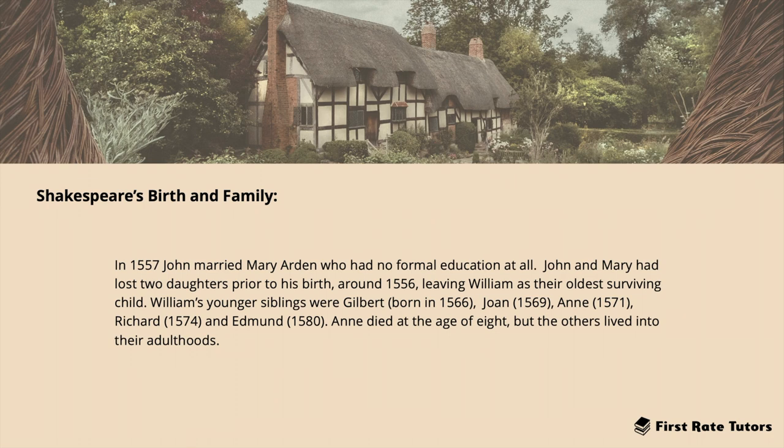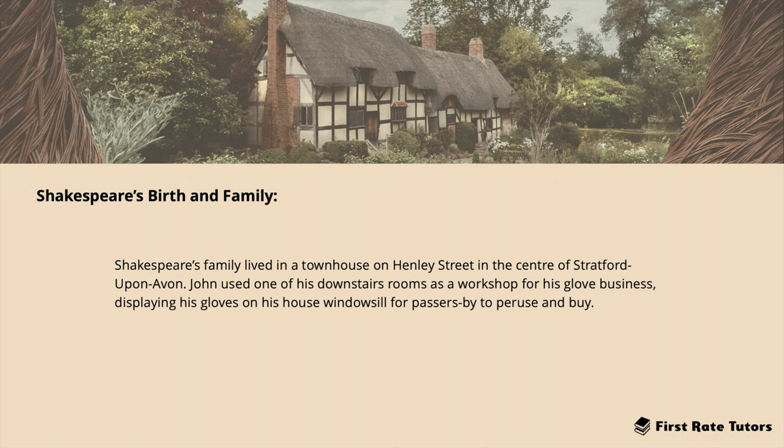son. William's younger siblings were Gilbert, who was born in 1566, Joan, who was born in 1569, Anne, who was born in 1571, Richard, who was born in 1574, and Edmund, who was born in 1580. However, Anne died at the age of eight, but the others lived into their adulthoods.